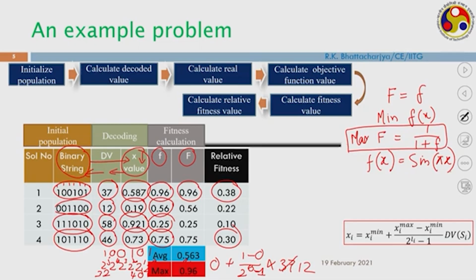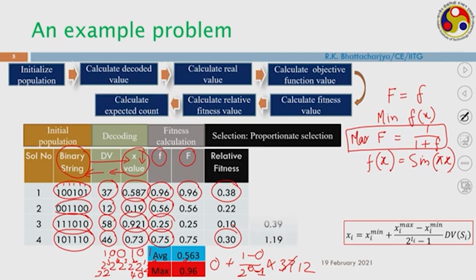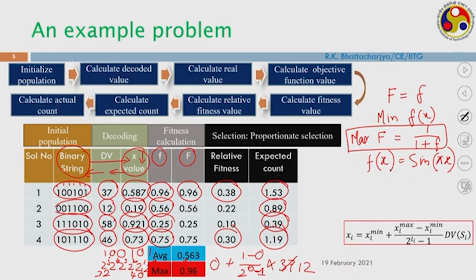Now the expected count will be calculated. What is expected count? That means 38% of 4 will go to the next generation, that is the expected count. So, 38% into 4, 0.38 into 4, you should get 1.53, then 0.22 into 4, so you are getting 0.89, and this is 0.4, and then 1.19. So, this is the expected count, and then you calculate what is the actual count.